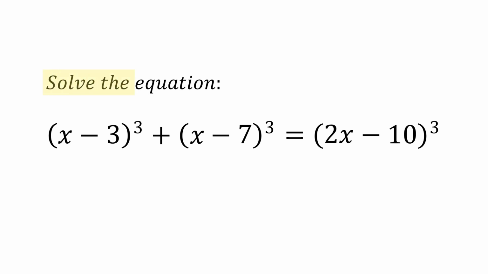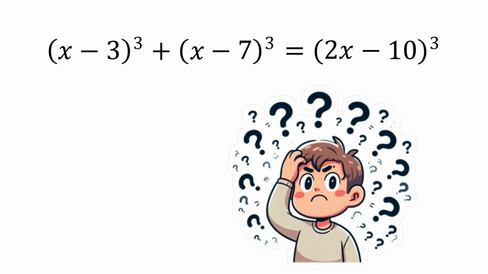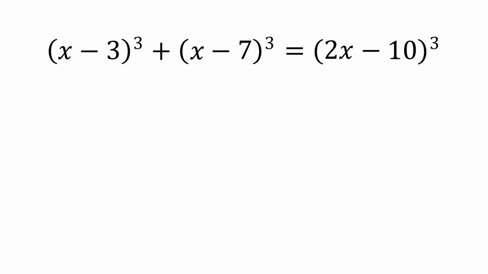We want to solve the equation (x minus 3) all cubed plus (x minus 7) all cubed equals (2x minus 10) all cubed. At first glance, this looks like the kind of problem that invites a lot of expansion. 3 cubes, plenty of algebra, plenty of opportunities to make a mistake. But before we expand anything, pause for a moment. What do you notice? Don't look at the exponents yet.